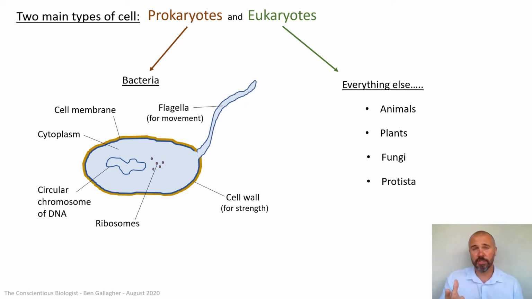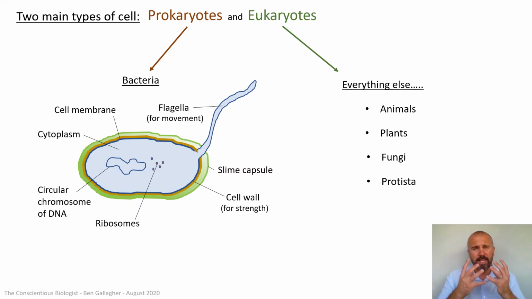Bacteria can also have a flagella. Not all of them do, but a flagella is a projection. It's a protein projection from the membrane that can move about to allow them to swim, either towards favourable conditions or away from unfavourable conditions. A lot of bacteria also have this slime capsule going around them. That's a mucus secretion that they put out around to try and keep themselves hydrated and protected.